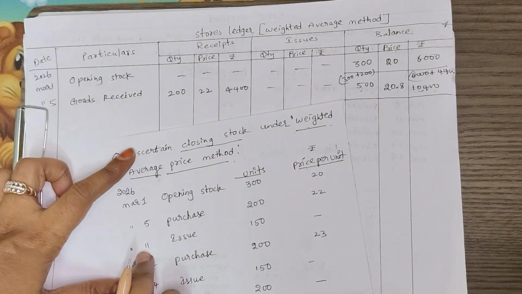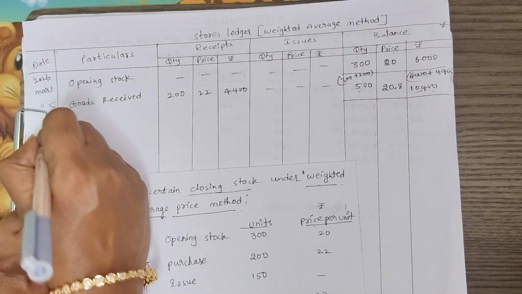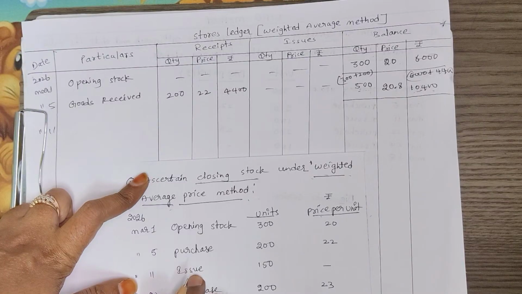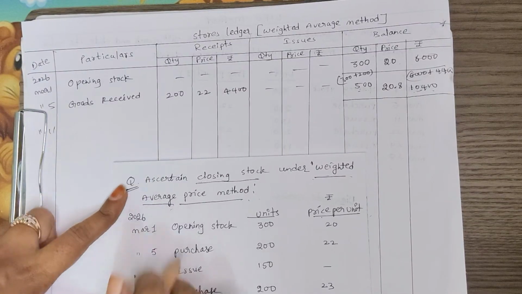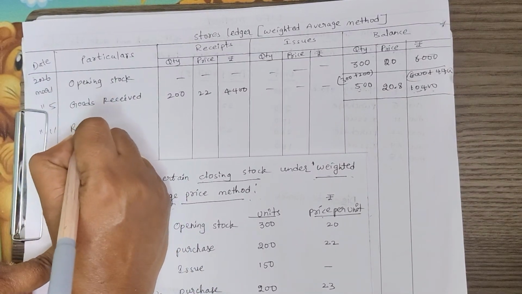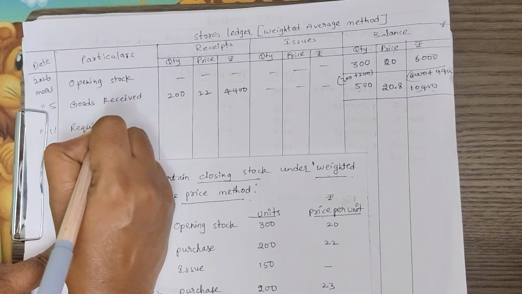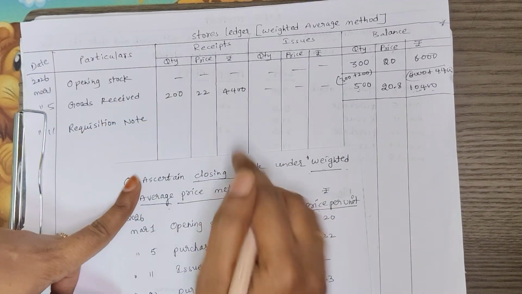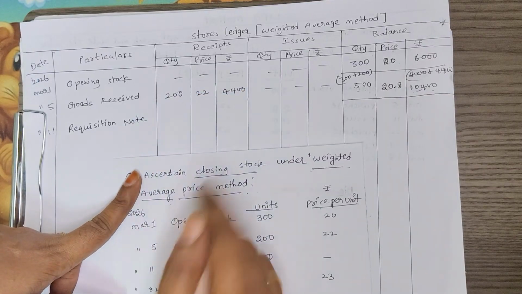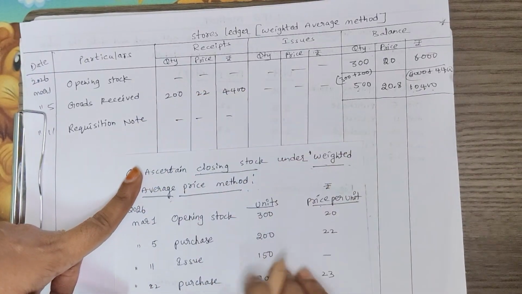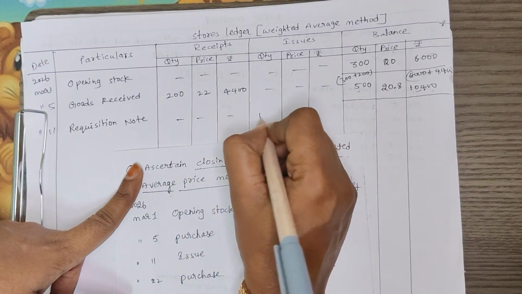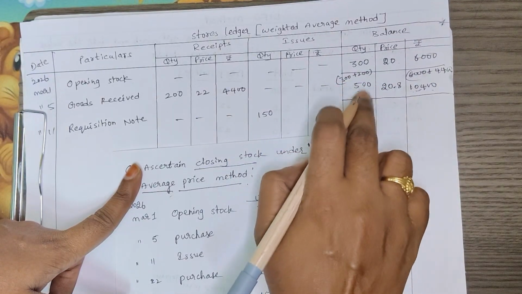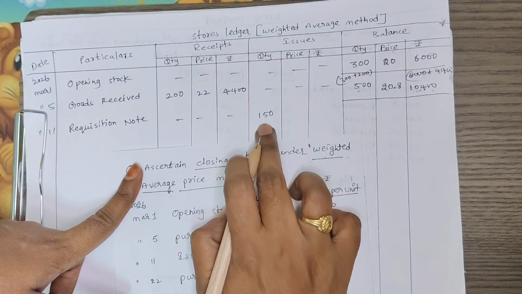And next, 11th issue. On 11th, we have an issue. At the time of issue, we have a request from the production department, so we need to write a requisition note. Or else you can write issue. Okay. So if you have an issue, where should we write? In the issue column. How many units do we need to issue? 150. How much stock is available in our store? 500 units are available in our store. From this 500, we are issuing 150 units.